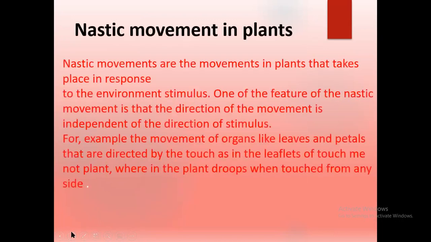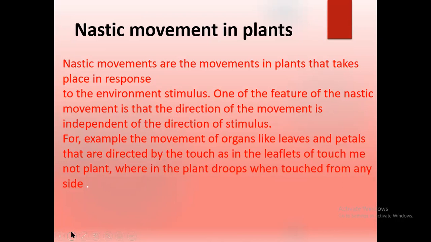What is nastic movement? Nastic movements are movements in the plant that take place in response to an environmental stimulus. One feature of nastic movement is that the direction of the movement is independent of the direction of the stimulus. For example, the movement of organs like leaves and petals that are directed by touch is seen in the leaflets of the touch-me-not plant, where the plant droops when touched from any side. This is an example of nastic movement.